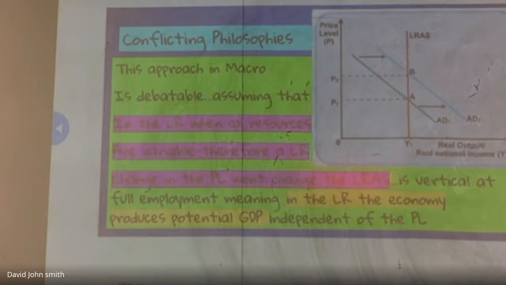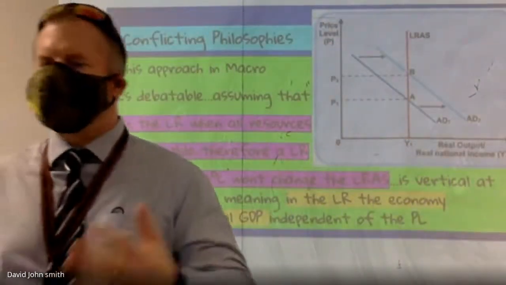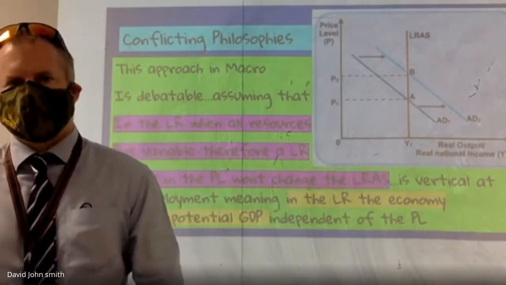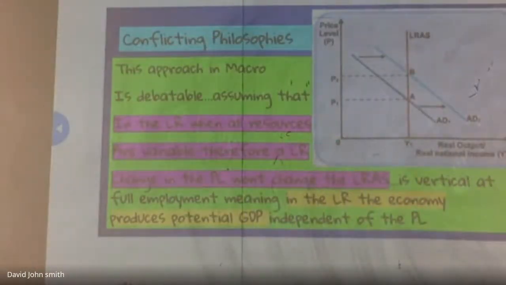In the long run, all resources are variable, therefore a long run change in the price level won't actually change the long run aggregate supply curve. It is vertical at full employment, meaning that in the long run, the economy produces potential GDP independent of the price level. Doesn't matter how hard you push the economy, how much fiscal expansion you are doing, you always, according to classical theory, end up at full employment. So all of that effort only generates inflation. That's all.